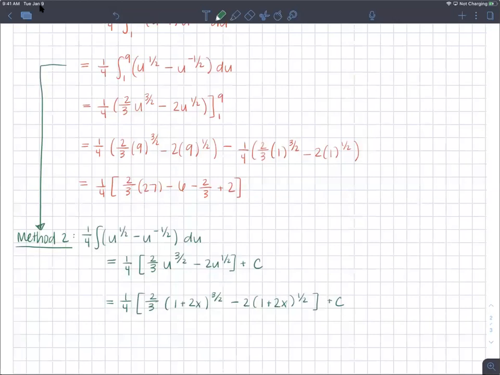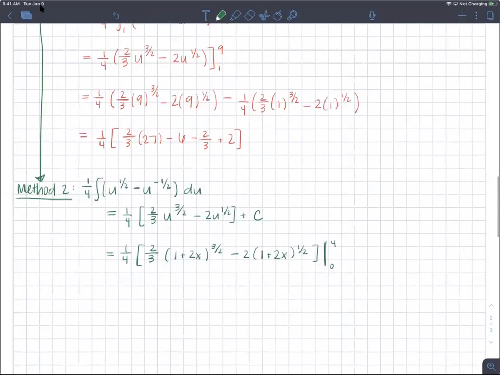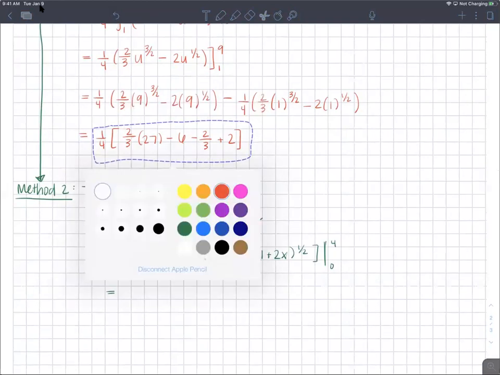So 1 plus 2x to the 3/2 minus 2 times 1 plus 2x to the 1/2 power plus c. And then now I'm going to evaluate this at the limits of x, so I'm just going to get rid of that plus c. And so here I'm going to evaluate this from 0 to 4. And when you do that, you get the same thing, whatever this is right here.